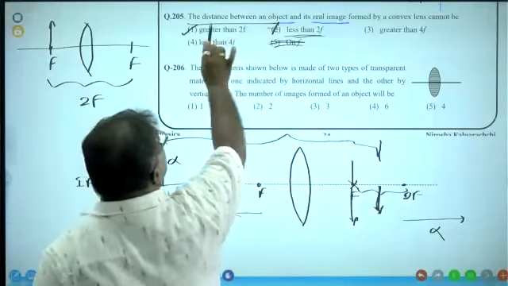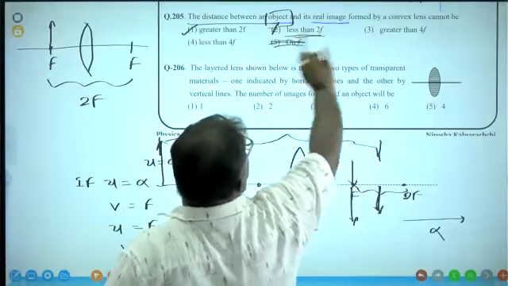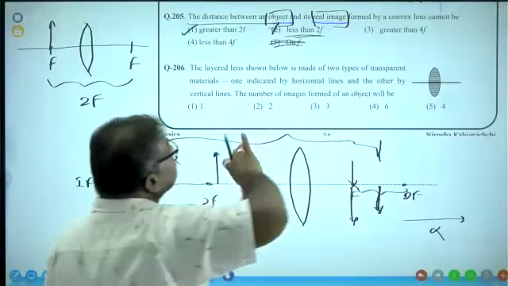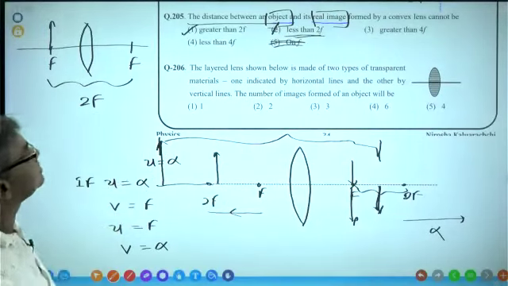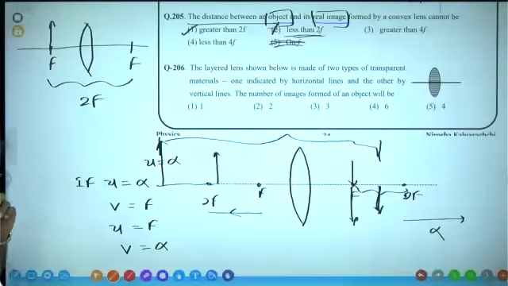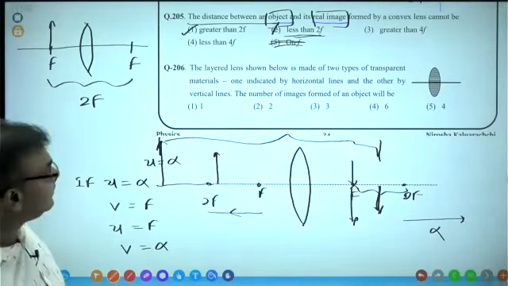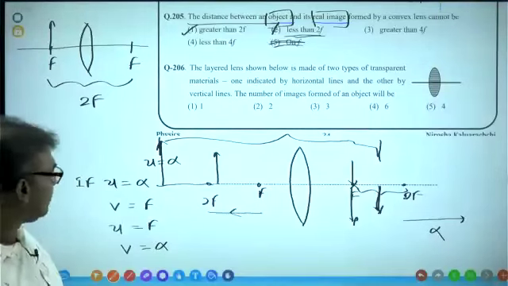They need the distance between the object and the real image. Object and the real image. Okay. Less than 2f is not possible. Right. Okay, then done, right? Okay. Next question, 206.